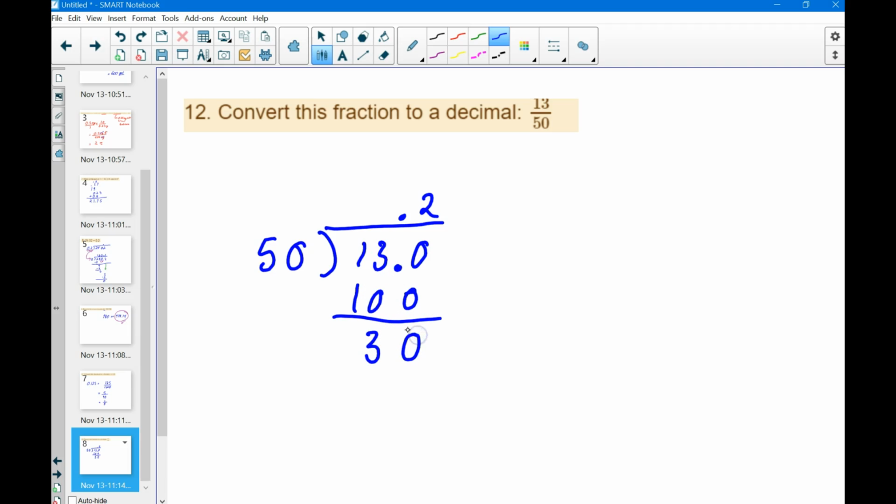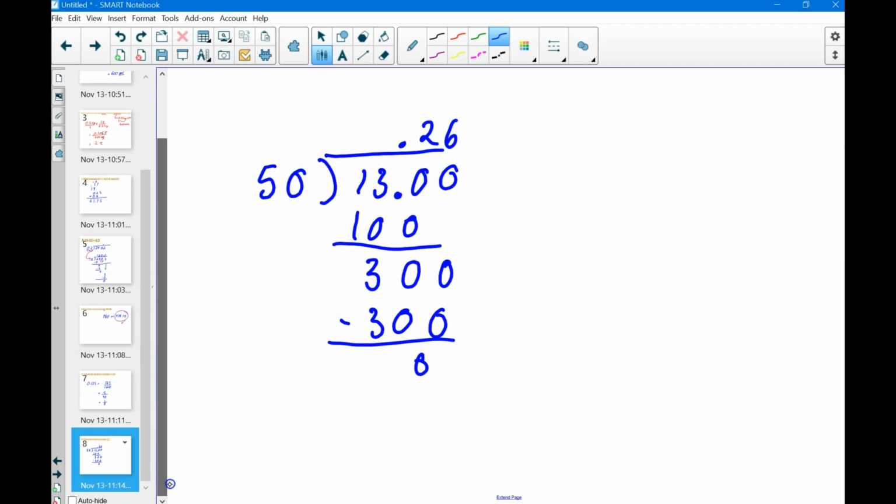And there's a 0 here. 50 will not divide into 30, so I'm going to put another 0 there. And down here, another 0. And 50 will go into 300 6 times. 6 5s are 30. And when I subtract, I get 0 remainder. So the answer is 0.26.